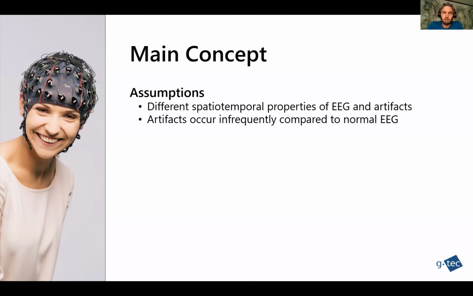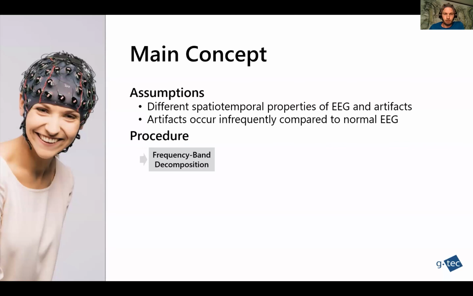The second assumption was that those artifacts occur relatively infrequently compared to normal EEG. We were not dealing with something that occurs permanently, but we are focusing on something that occurs as a transient artifact, so that we have a normal EEG recording going on, and then boom, an artifact happens, and we can correct that. That's the most common way artifacts are in the signal. Because if you have permanent artifacts, you have to change your recording strategy because the data is not usable.